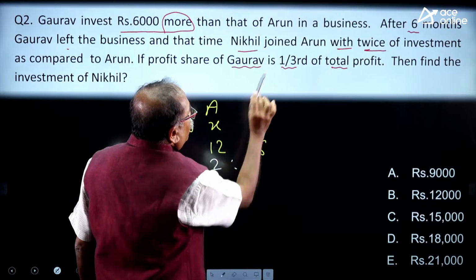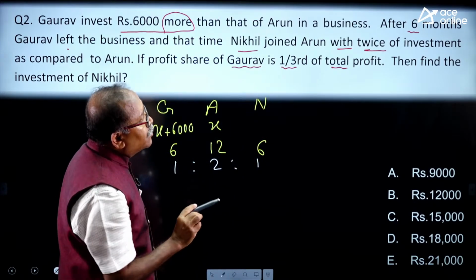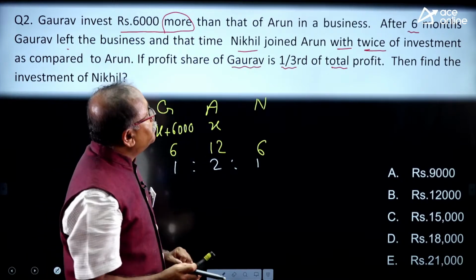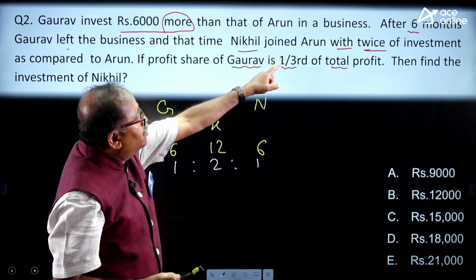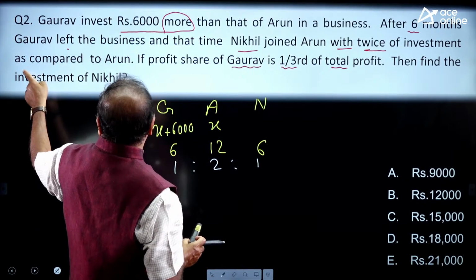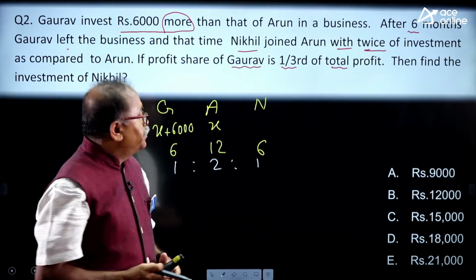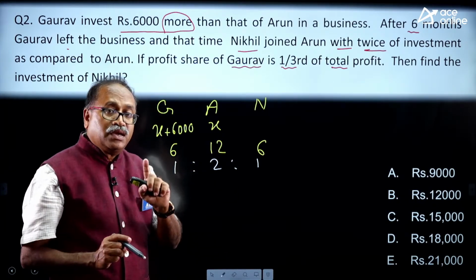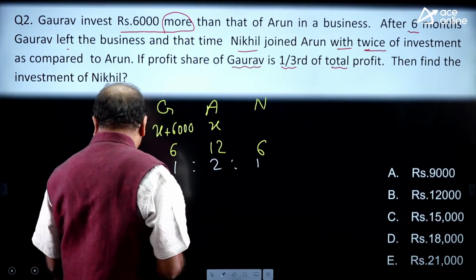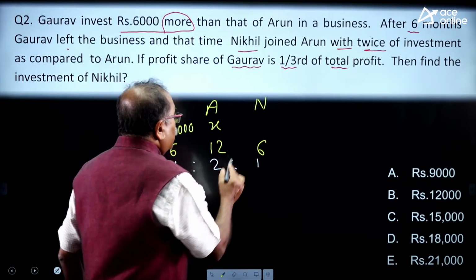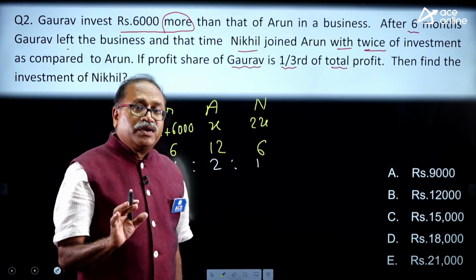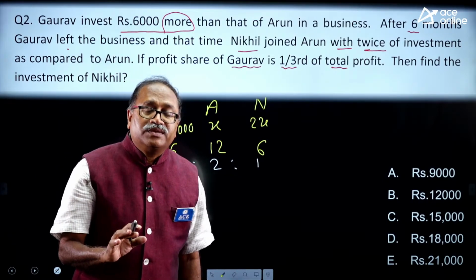okay, Gaurav is getting 1/3 of the total amount. But what about the investment of Nikhil? Nikhil joined Arun with twice the investment of Arun. So how much is Arun's investment? We consider that as X. So Nikhil's investment will be 2 times X, that is 2X. From here onwards, I hope you will be able to answer the question.